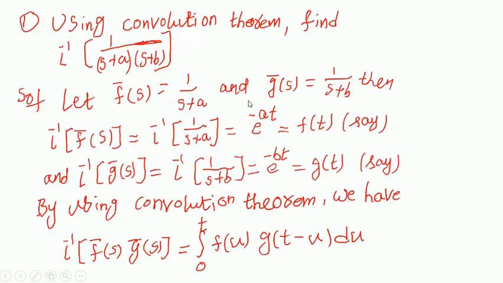So what is f bar of s here? F bar of s is 1 by s plus a, g bar of s is 1 by s plus b. F of u, what is f of t here? F of t is e power minus at. F of u means just in the place of t you can write u. Then f of u value is e power minus au, and g of t minus u value is, what is g of t here? E power minus bt. G of t minus u means just in the place of t you can write t minus u. Then e power minus b into t minus u you can get, right? Okay. Now see that, what is the next step?